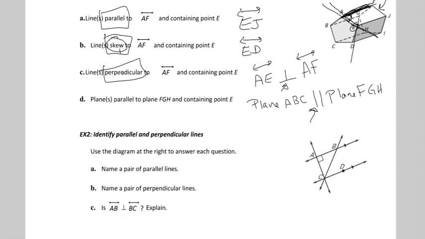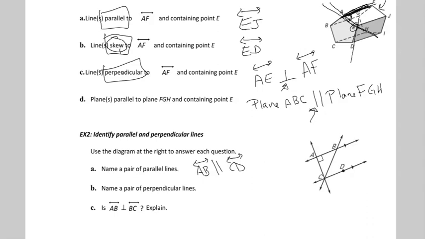Okay, when we look at this right here, it says, use the diagram to the right to answer the questions. Name a pair of parallel lines. Tell you what, on here, is going to be parallel to AB? AB will be parallel to CD.